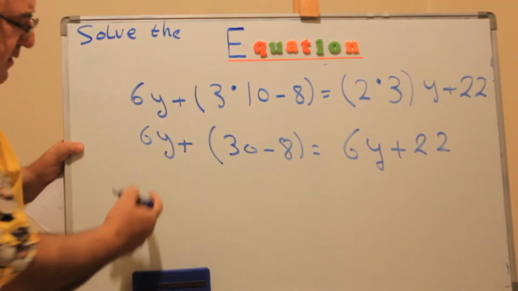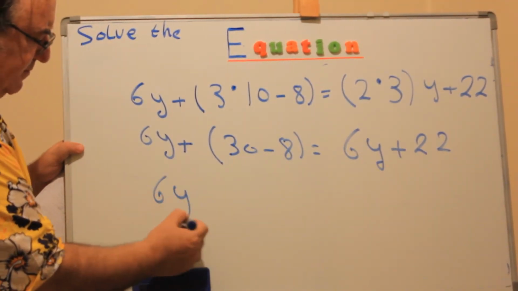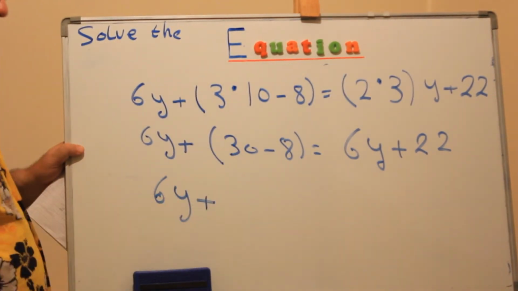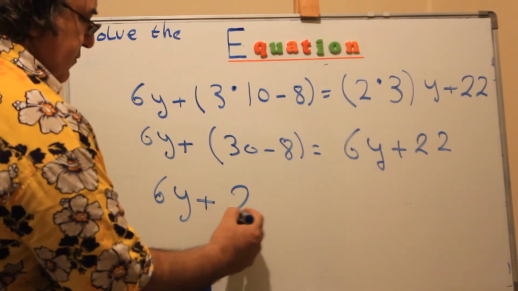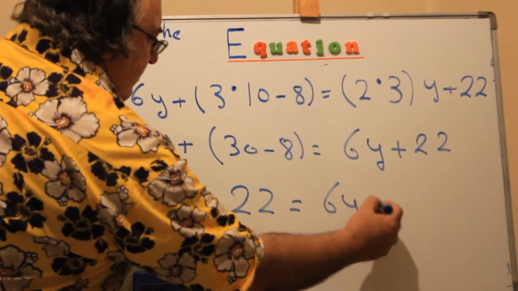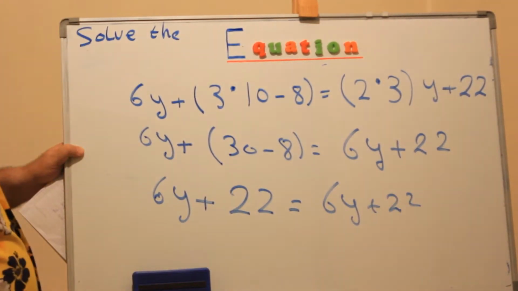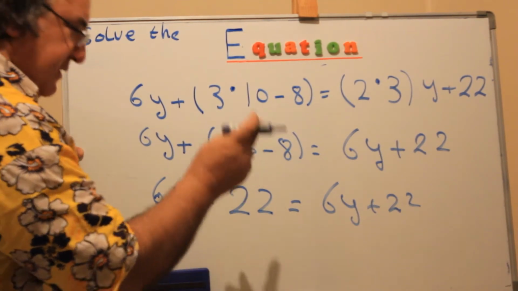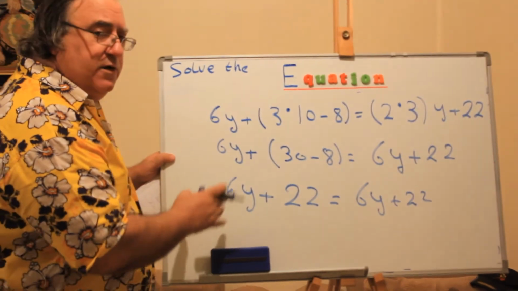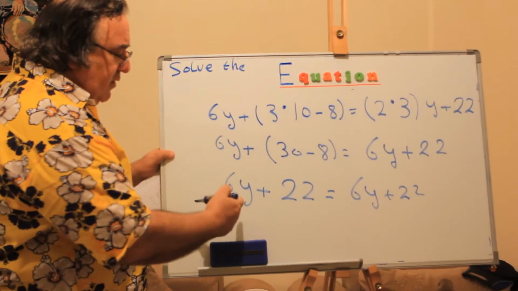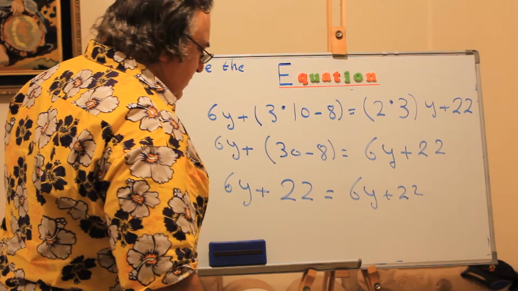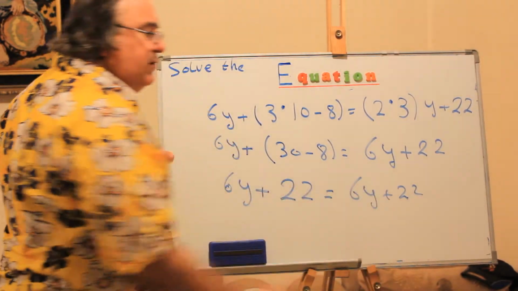Now, let's say this is 6y plus 30 minus 8 is 22, equal to 6y plus 22. So you can see that this expression 6y plus 22 is equal to 6y plus 22. Whatever value you give to y, it will fit this equation. So if you put y equal 1, 6 plus 22 is 28, and it will be equal to 28.